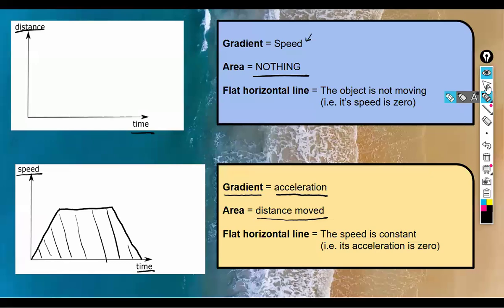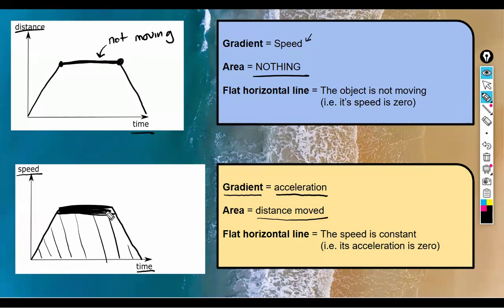Let's clear this up. Whenever you see a flat line in a distance time graph, this means the object is not moving. However, in a speed time graph, if you see a flat line, that doesn't mean the object is not moving. That means the object is moving, but it's moving at a constant speed. The acceleration would be 0.